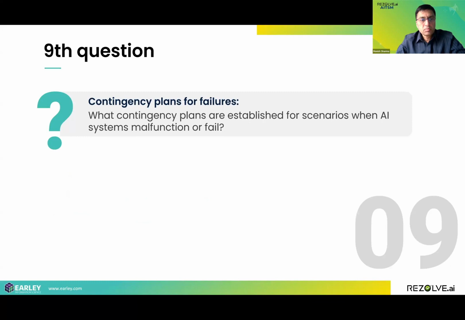Let's talk about contingency plans, and what happens if your LLM has issues or your AI system is malfunctioning. I think it's a smart question to ask, right? This can happen just like with any other system. Any machine that humankind has ever built has failed at some point of time. So how do you ensure that everything is fine? That's another smart question to ask, isn't it?